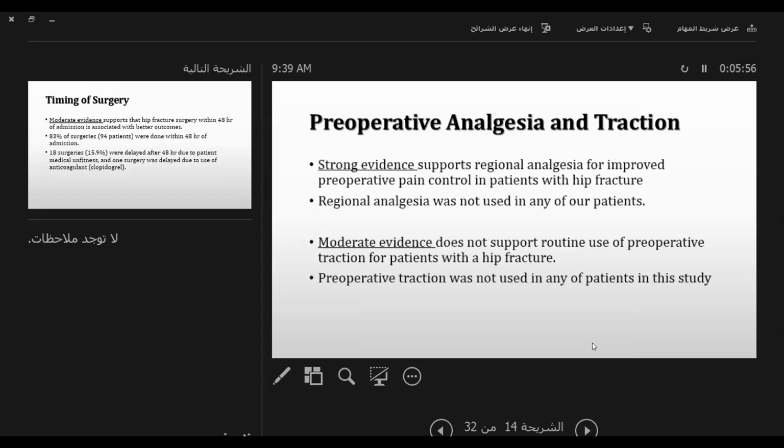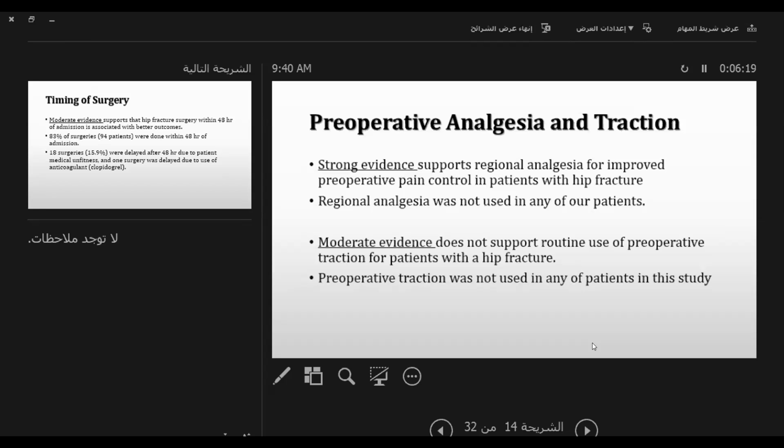Regarding preoperative analgesia and traction, AAOS has strong evidence that supports regional analgesia for improved preoperative pain control in patients with hip fracture. Regional analgesia was not used in any of our patients. We mean here regional analgesia by femoral block or fascia iliaca ultrasound-guided block.